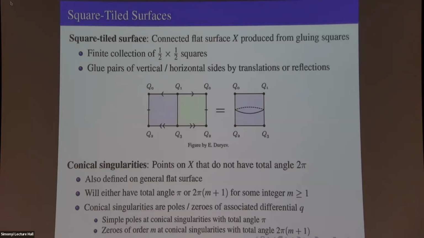And these conical singularities, in terms of what it means for the quadratic differential, are going to be either simple poles or zeros of the quadratic differential, namely a conical singularity of total angle pi is going to be a pole, and a conical singularity of total angle 2 pi times n plus 1 is going to be a zero of order n.